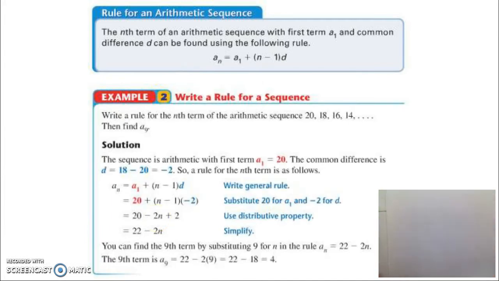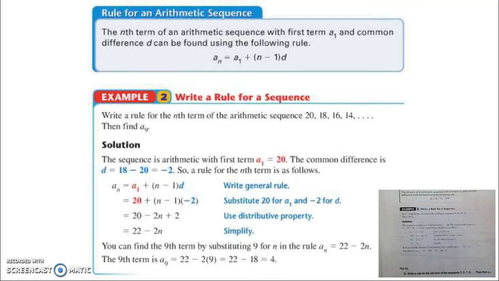So just as in section 1, we started off by saying to ourselves, okay, so if we have a sequence, can we turn around and write the rule for it? And as long as we can identify the first term and the common difference, then we can write a rule. The nth term of an arithmetic sequence, with first term a sub 1 and common difference d, is found by using this rule: a sub n equals a sub 1 plus the quantity n minus 1 times d.